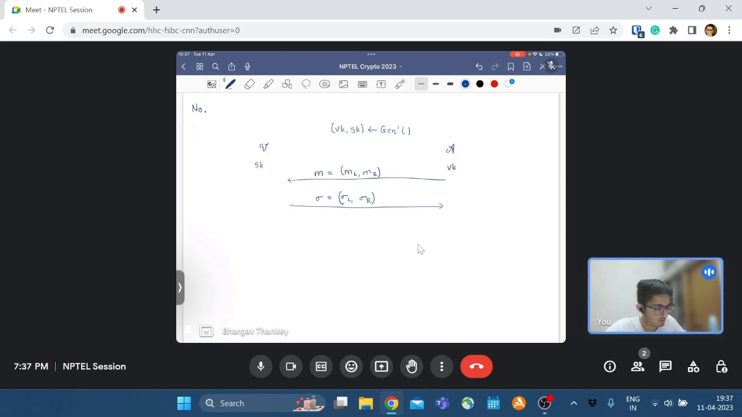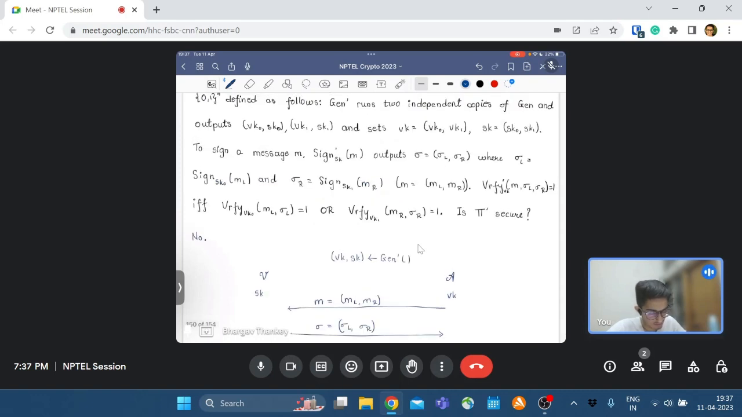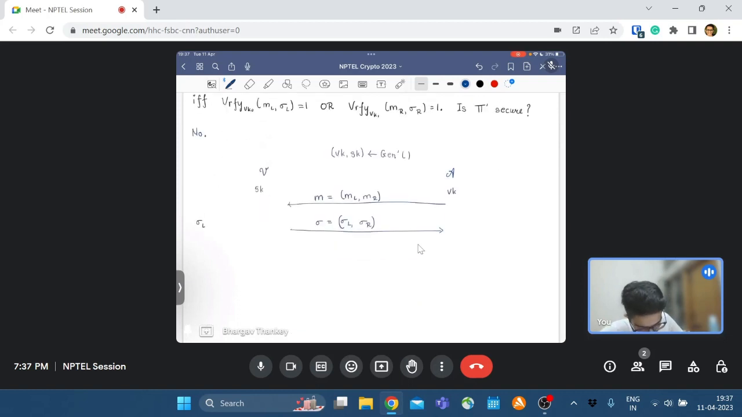Now, because of the way the signature sigma L comma sigma R is generated, sigma L is a valid signature for ML, and sigma R is a valid signature for MR. So both these checks would be satisfied.